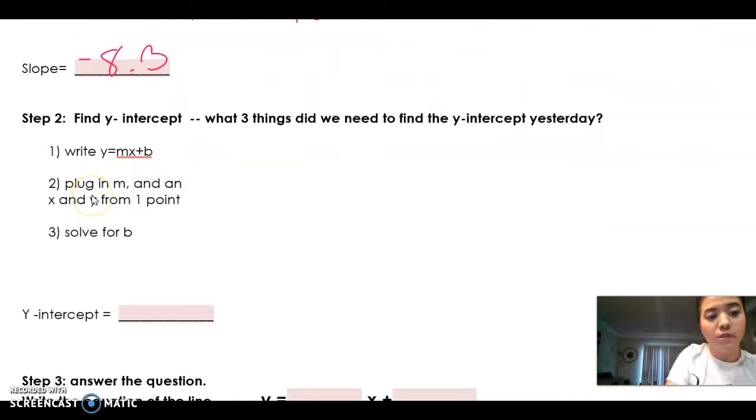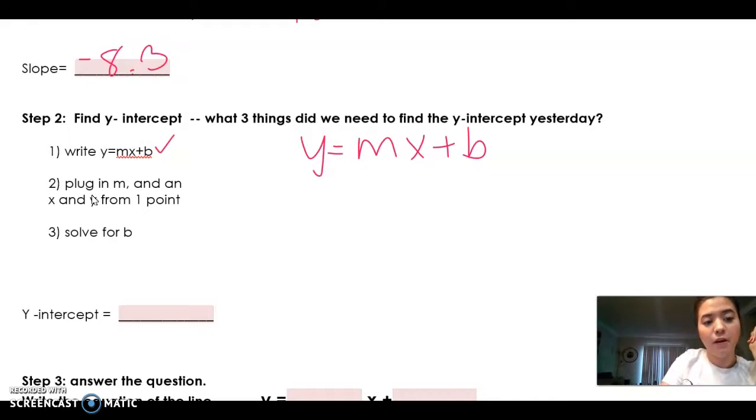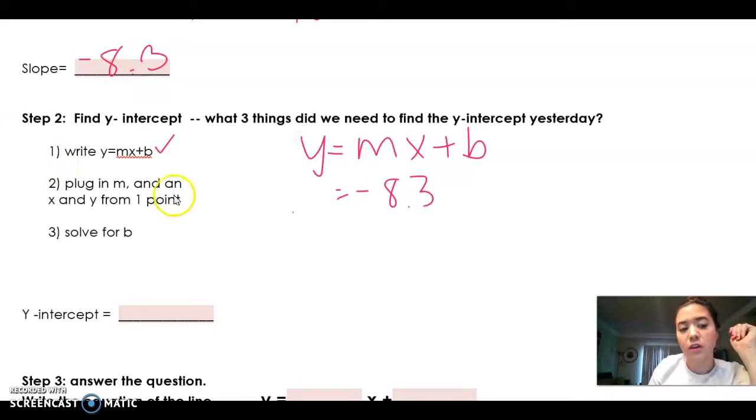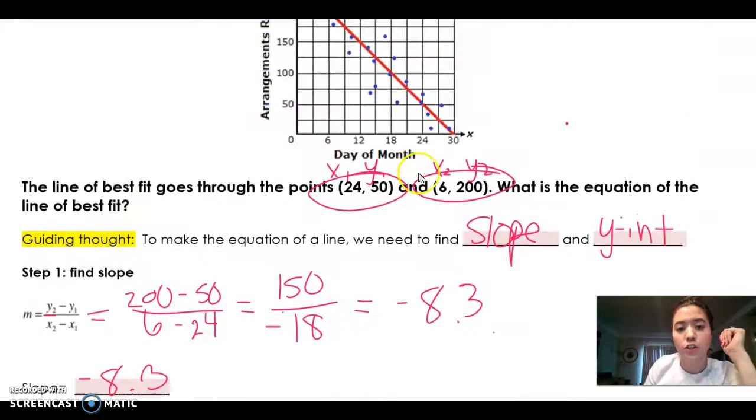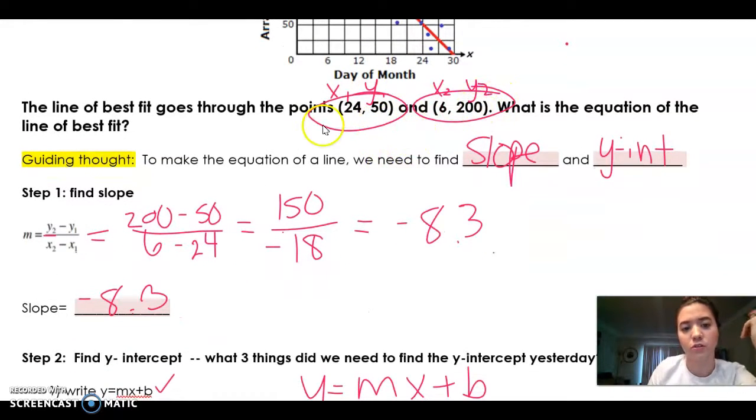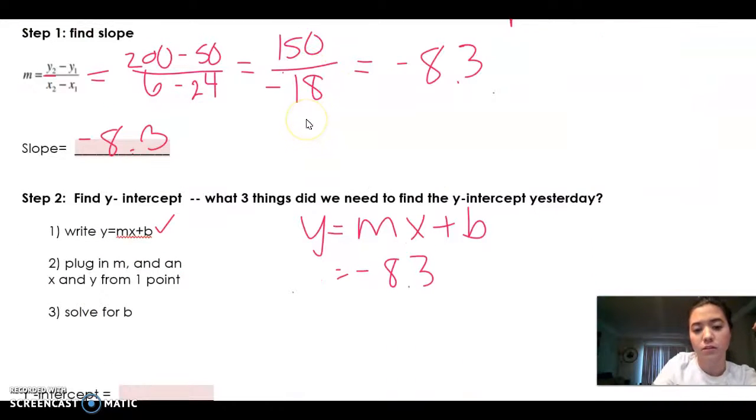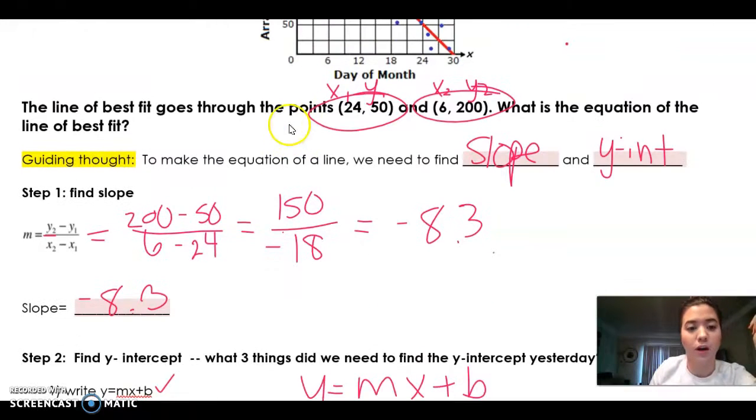Now we'll work through the steps. Write y equals mx plus b. Done. Plug in m and an x and a y from 1 point. My m was negative 8.3. I'm going to find a y value and an x value. The key thing here is that it's from 1 point. You're going to choose either this point or this point and then use its x and y. I like 24 and 50, since that's a smaller number than 6 and 200. So 24 is my x, so times 24, and then my y is 50.